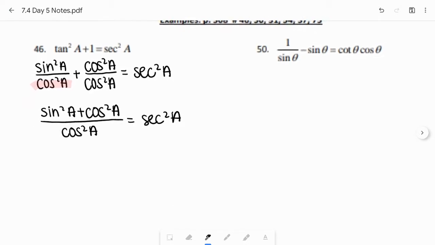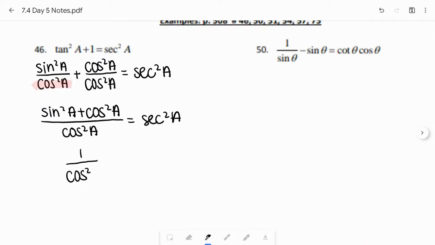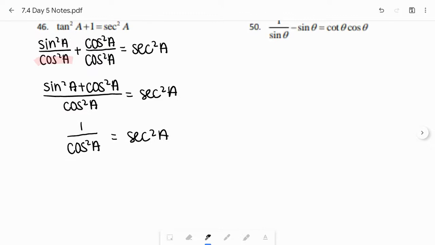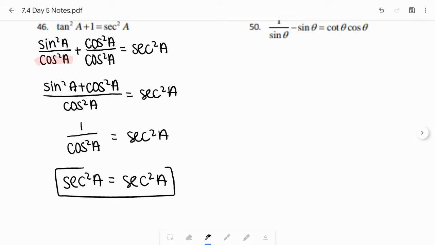Okay, now using those trig identities up above, sine squared a plus cosine squared a equals 1. So I have 1 over cosine squared a is equal to secant squared a. And 1 over cosine is equal to secant. So in fact, I do have secant squared a equal to secant squared a. So my right-hand side equals my left-hand side, and I am done. I was able to prove that trig identity.